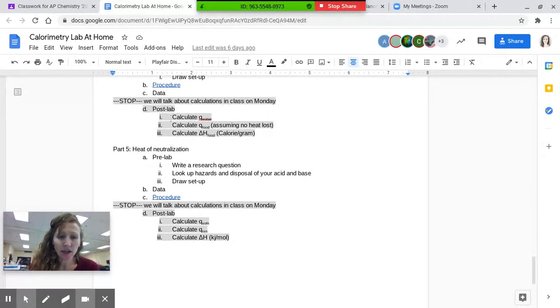It's asking you to calculate Q of the water, which we did. It's asking you to calculate Q of the food, which you did. And now it's asking you to calculate delta H of the food. So you may not know what the difference is between delta H of the food and Q of the food. And so what you should do to investigate that a little bit is look at the units. What are the units of Q food and what are the units of delta H food? How is delta H different than Q?